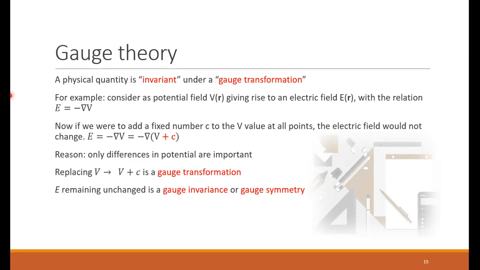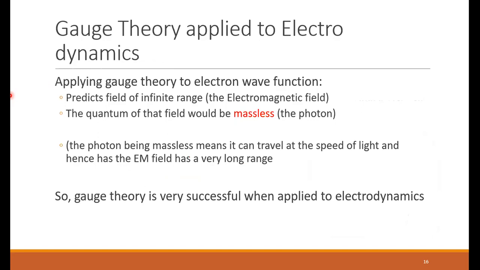All right. So now that we know the basics of gauge theory, we can apply gauge theory to electrodynamics, right? Specifically, we apply it to the electron wave function. And when we do that, gauge theory predicts two things. First of all, it predicts a field of infinite range. We know that to be true because it's talking about the electromagnetic field. And the second thing that it predicts is that the quantum of that field would be massless. We know that's true because the photon is massless, right?